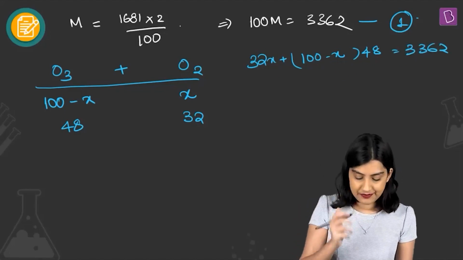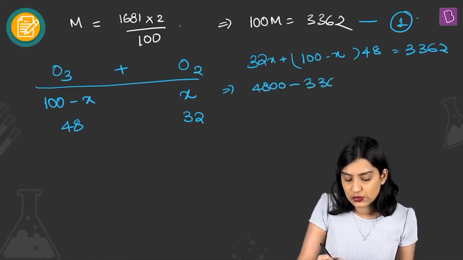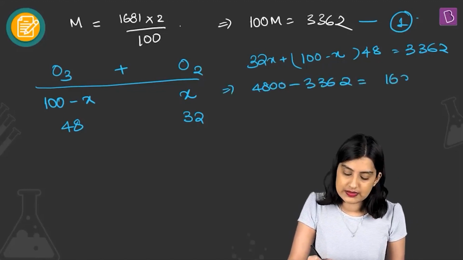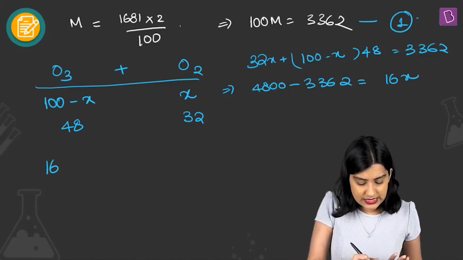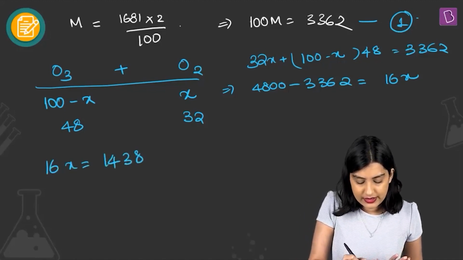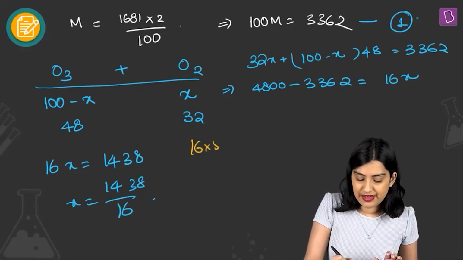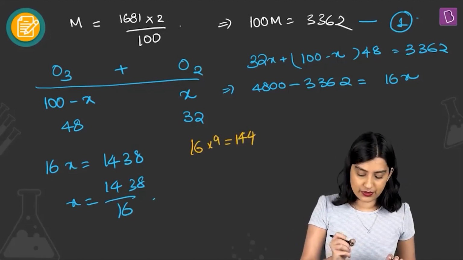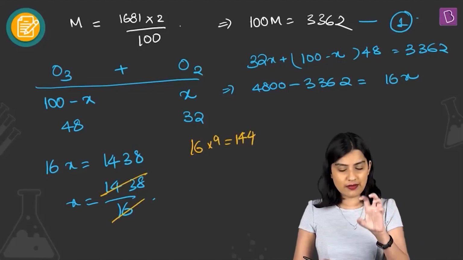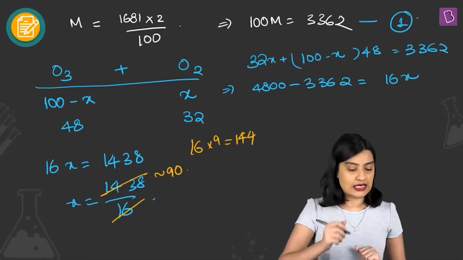Cool? Done. Now let's see, what do we have? We have 4800 minus 3362 is equal to 16x. So you'll get 1438. So 16x is equal to 1438 and x is going to be equal to 1438 by 16. Calculate this. Look at it, 16 into 9 is 144. So if I try to cancel this out, this is barely falling short of 90. So I can say this is approximately 90, and with this approximation, you can get the answer.